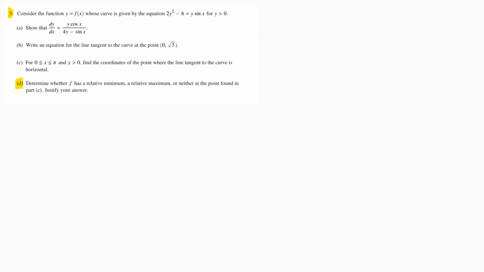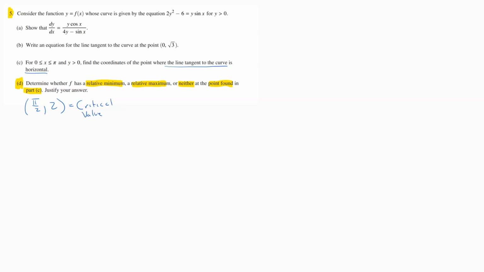So let's dive in. They want us to determine whether f has a relative minimum, a relative maximum, or neither at the point found in Part C. If you didn't watch Part C's video, I can just give you the punchline. The point we found in Part C was (pi over 2, 2). That was where there was a line tangent to the curve that was horizontal. So what we found here was a critical value.